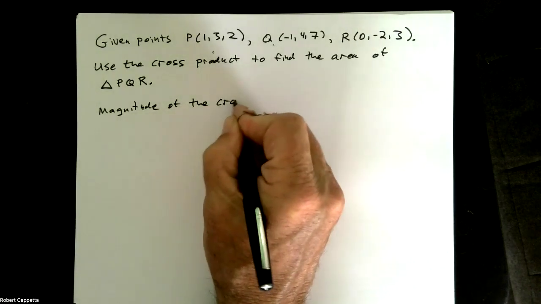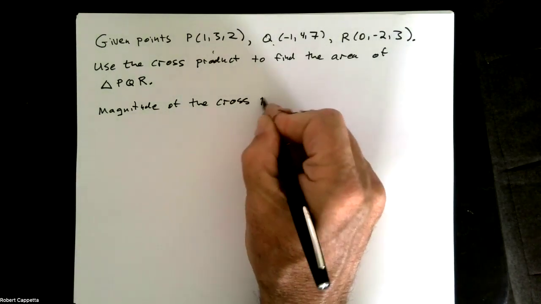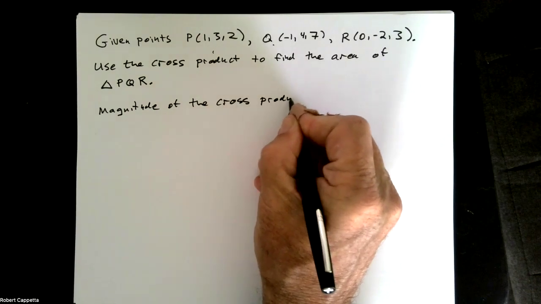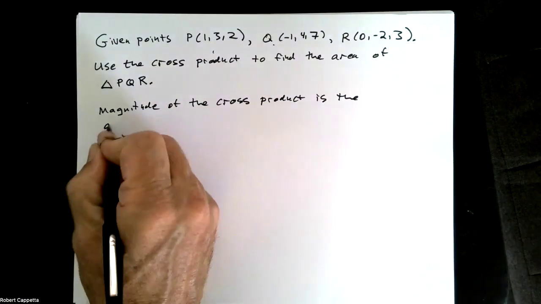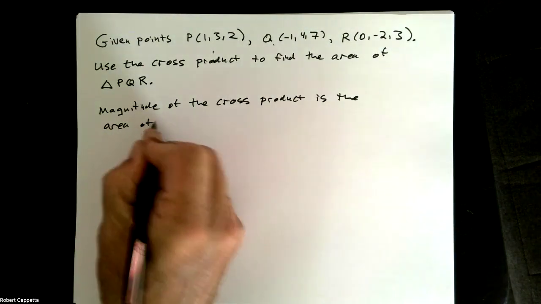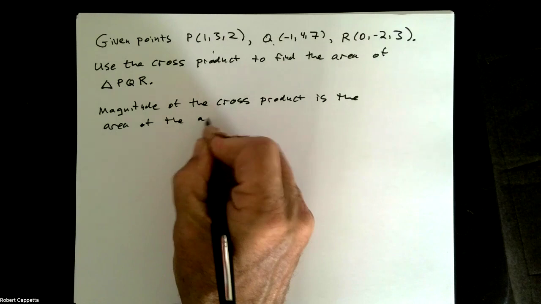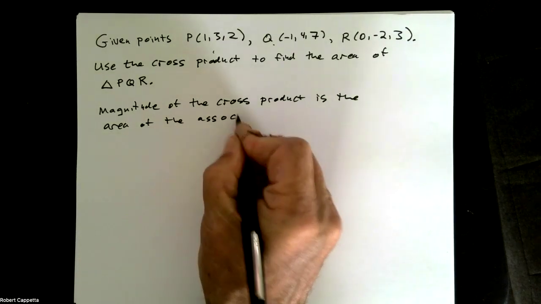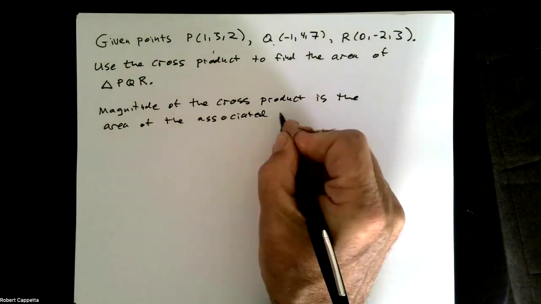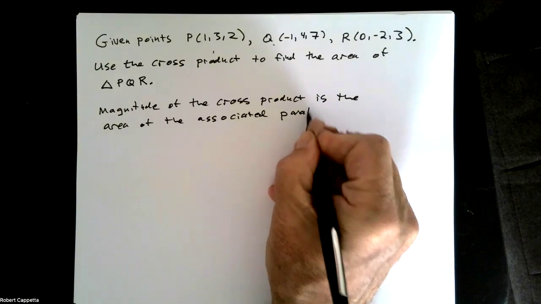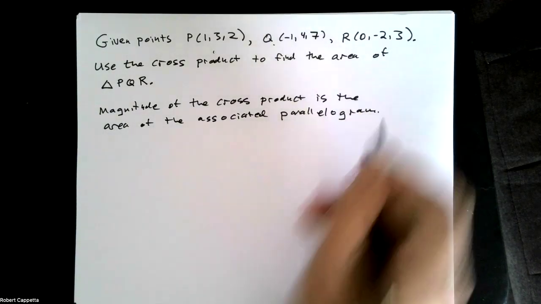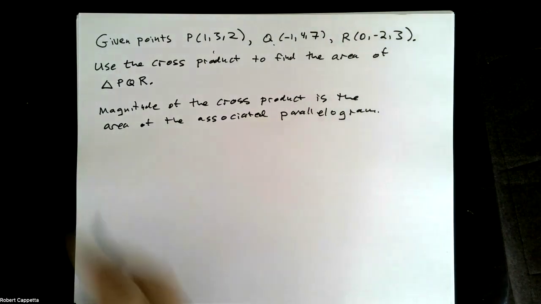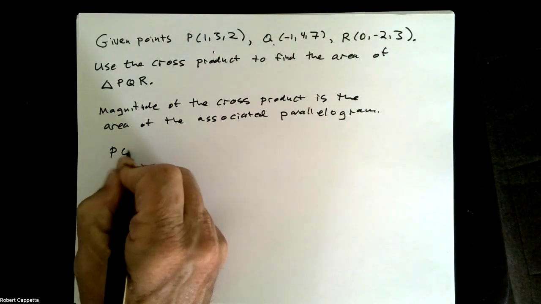Now, what we have here is a triangle. So we need to think about how that's going to work. And we don't have any vectors yet, but we can certainly make some. So what I want to think about is the vector PQ, starting at P and ending at Q.